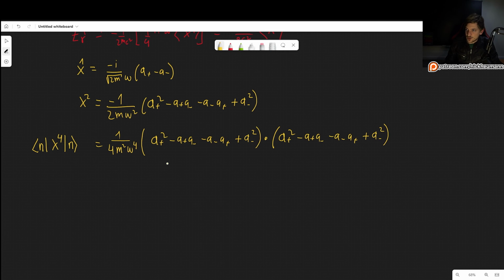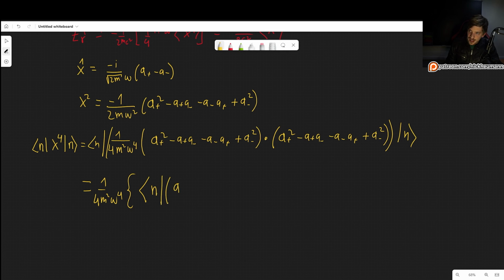Why is this so relevant? Because if we let these things act on n, n will change. And unless we raise and lower the level the same number of times, we will get 0. Why? Let me show you the first example. So when we do this, we get n sandwiched with 1 over 4m squared omega to the 4th. I can take the constants outside so it's a bit cleaner. And then we have bra of n.